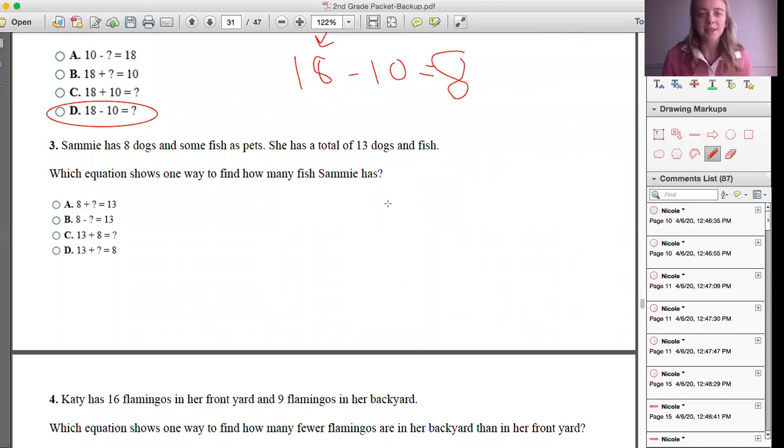Sammy has 8 dogs and some fish as pets. She has a total of 13 dogs and fish. Which equation shows one way to find how many fish? This is the same problem as the last one. So we know how many dogs, and she has some fish. We know the total number of dogs and fish. So start with the bigger number, but this time you're going to subtract, 13 minus 8. However, that is not an option here. So you know that 8 plus blank equals 13.